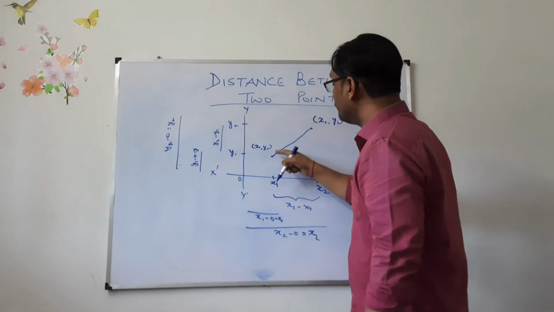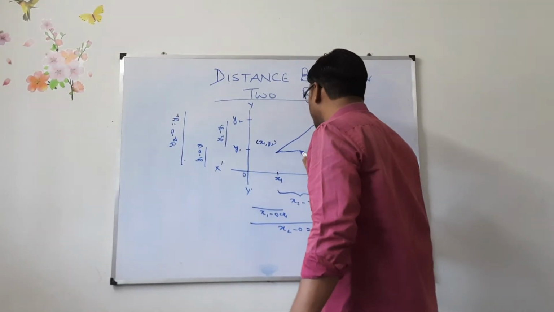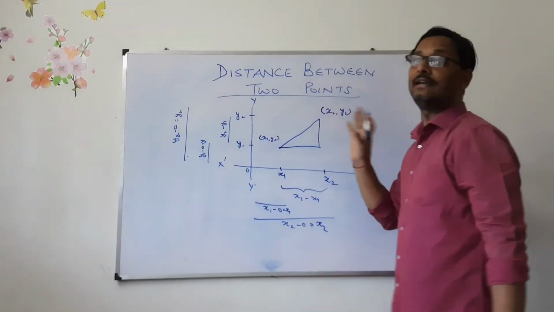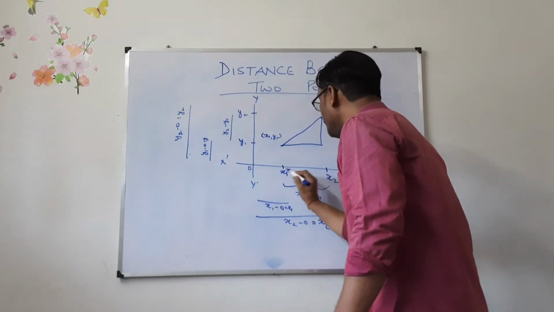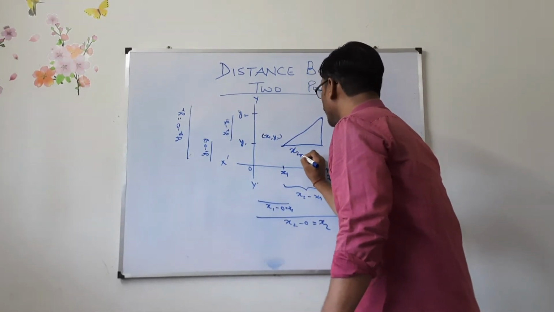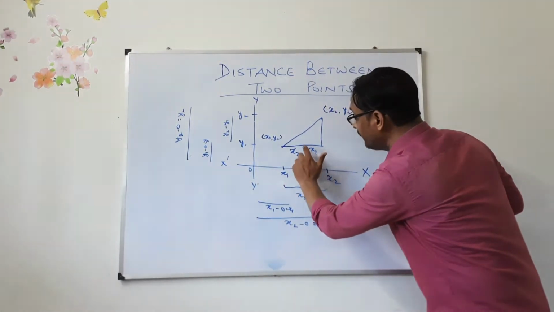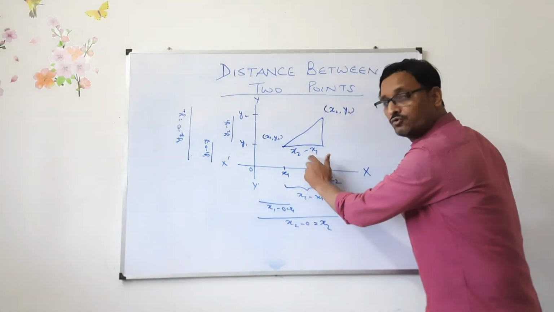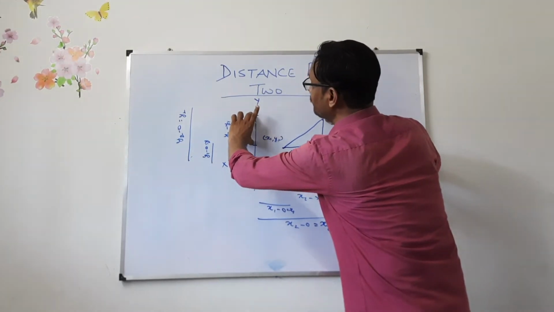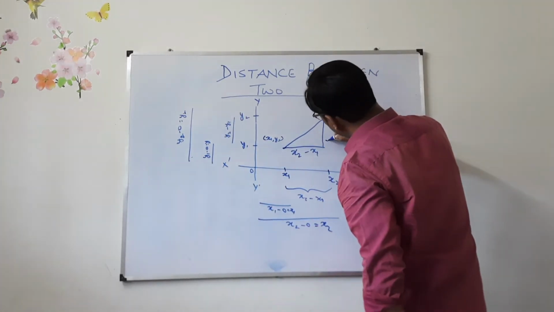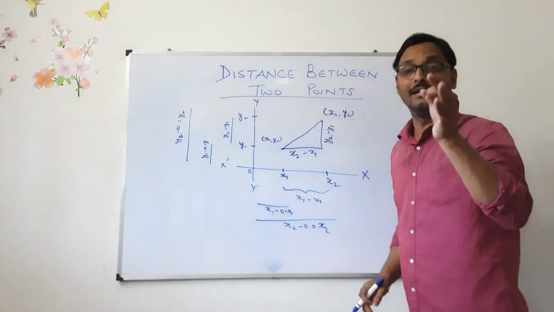Now to find out the distance between these 2 points, what I need to do? I have to make a triangle. And this is a right angle triangle. So the distance is what? This is parallel to this one. As the distance between these 2 points is x2 minus x1, and this line is parallel to this line, so this will also be x2 minus x1, and this is parallel to this one. So what is the distance? This distance is y2 minus y1. So what I have written? y2 minus y1.